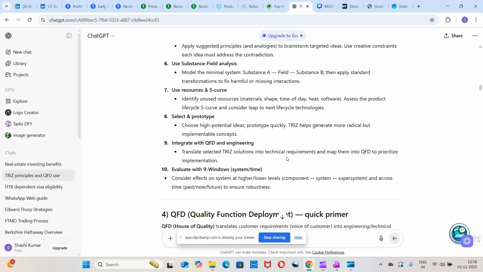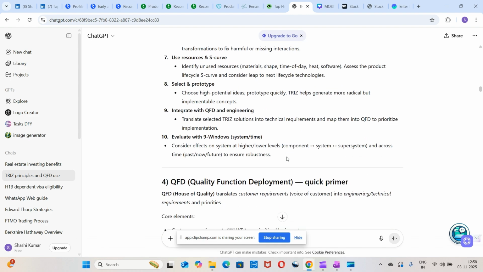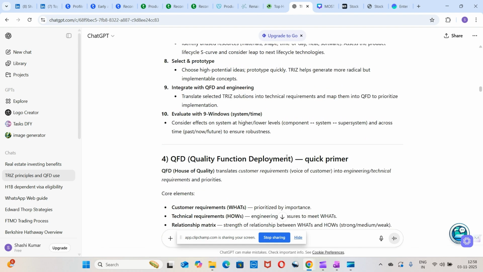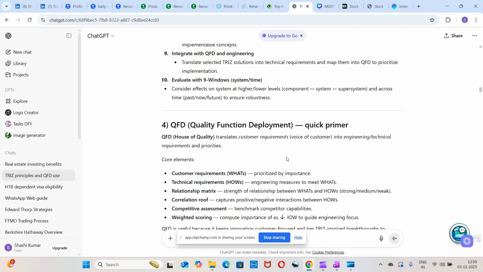Then integrate this with QFT and engineering. Translate selected TRIZ solutions into technical requirements, map them into QFT, and prioritize the implementation. Evaluate them with the nine windows system. Consider effects on the system at higher and lower levels and across time. Okay, so that's the step by step implementation of TRIZ.